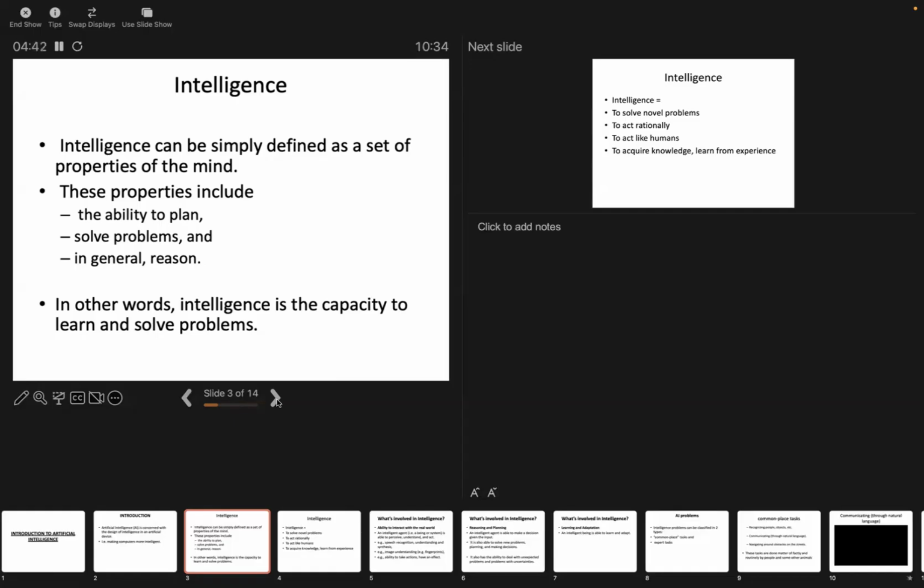So as we'll be talking about artificial intelligence, we'll be asking ourselves, how do we make computers solve problems? How do we allow computers to reason the way humans do? And how do we allow computers to plan? And as we discussed in class, all these properties require some thinking, some intelligence, some reasoning. So that is what we will look at. So intelligence basically is the capacity to learn and solve problems.